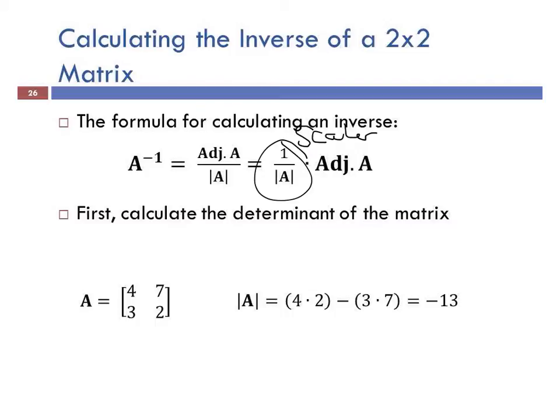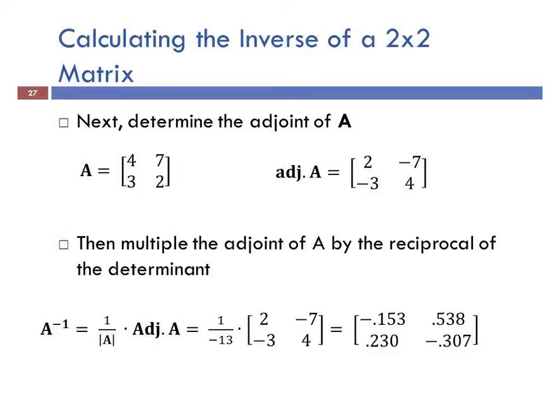Well, the first thing we'd have to do, now that we have the adjoint, we still have to calculate the determinant. So remember, a determinant is when you multiply the principal diagonal and then you subtract the multiplication of the off diagonal. So I have 4 multiplied by 2, which is going to be 8, minus 3 multiplied by 7, which is going to be 21, and if I do 8 minus 21, I get negative 13 as the determinant of A.